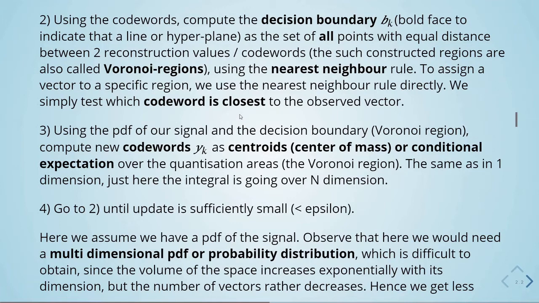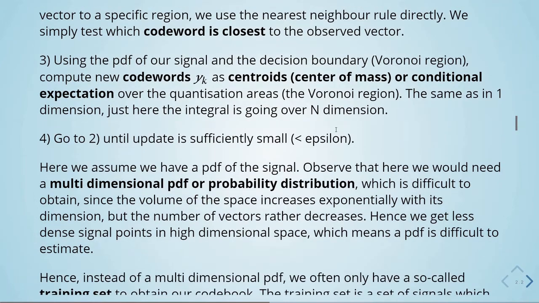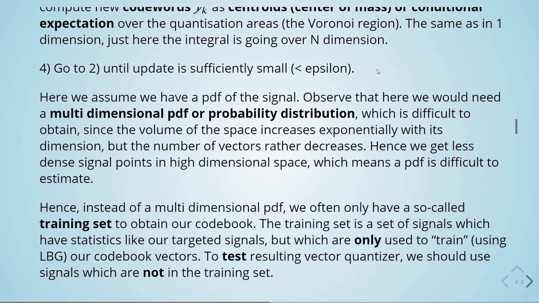We go back to step 2 and we repeat it until it's sufficiently small, so it's smaller than a defined epsilon. So here we assume that we have a PDF of the signal, but observe that here we would need a multi-dimensional PDF or probability distribution, which is difficult to obtain since the volume of the space increases exponentially with its dimension, but the number of vectors rather decreases. Hence, we get less dense signal points in high dimensional space, which means a PDF is very difficult to estimate.